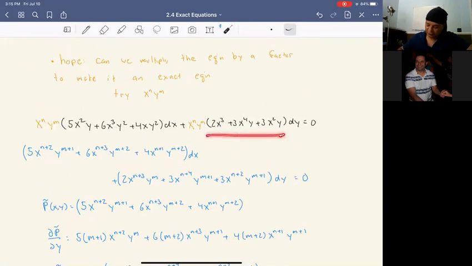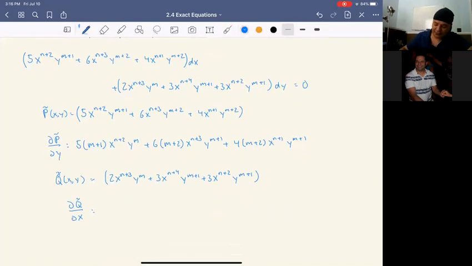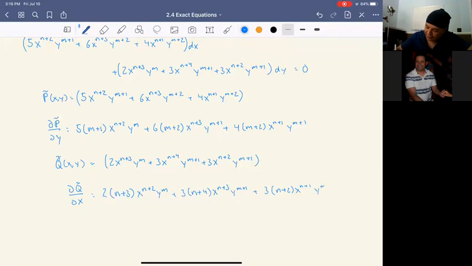Yes. Okay, so let's take the derivative of this with respect to x. That's going to be 2 times n plus 3, x to the n plus 2, y to the m, plus 3 times n plus 4, x to the n plus 3, y to the m plus 1, plus 3 times n plus 2, x to the n plus 1, y to the m plus 1.